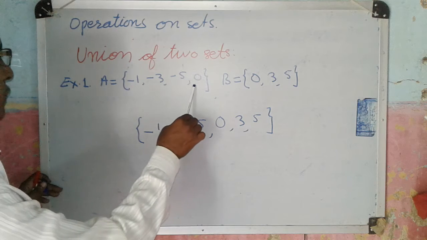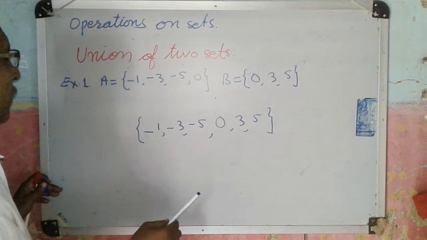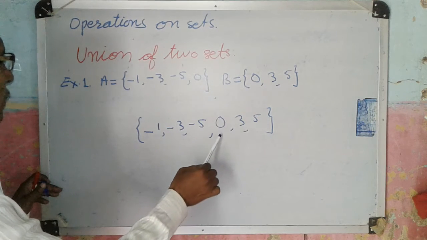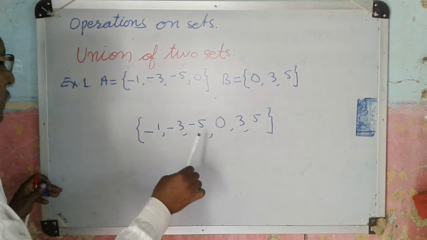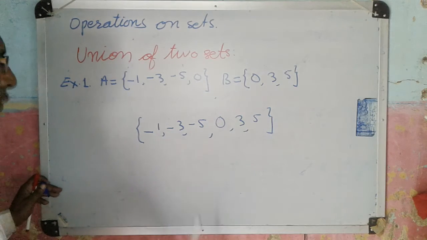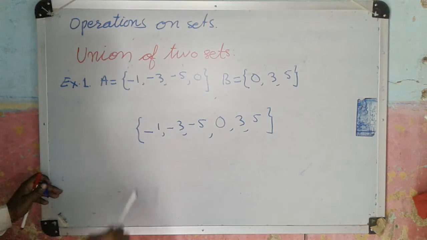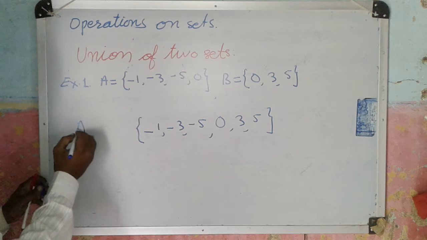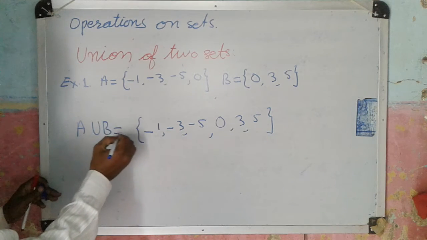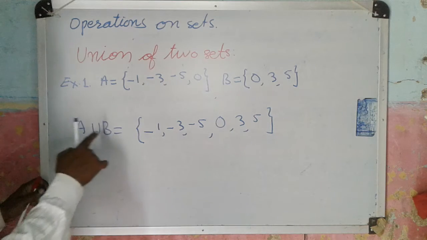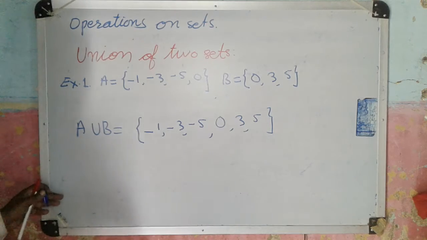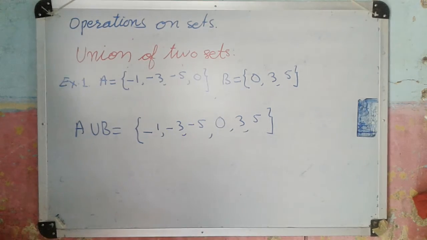Now here the element 0 is in both the sets. But while taking the union set, you have to take it only one time, because in a set there is no repetition of elements. So this set is called the union set of A and B, and in symbol it is written like this, this is the symbol for union. A union B is equal to -1, -3, -5, 0, 1, 3 and 5. This way, this is for the union of two sets.